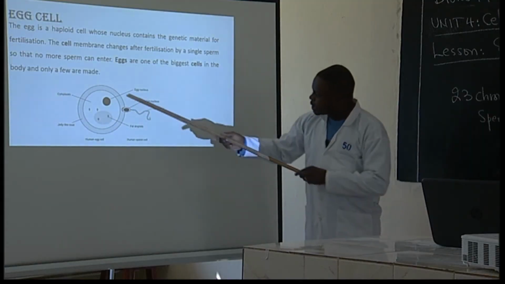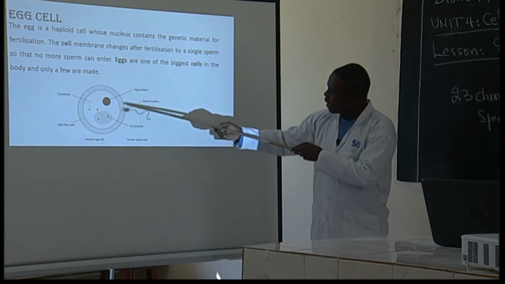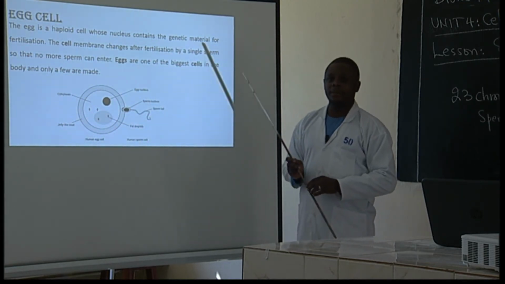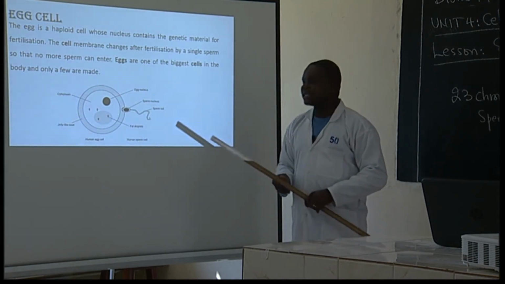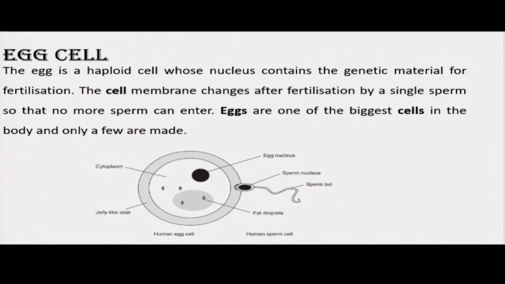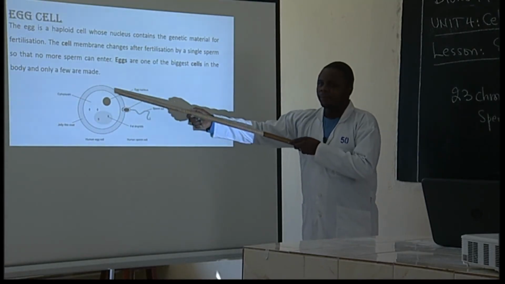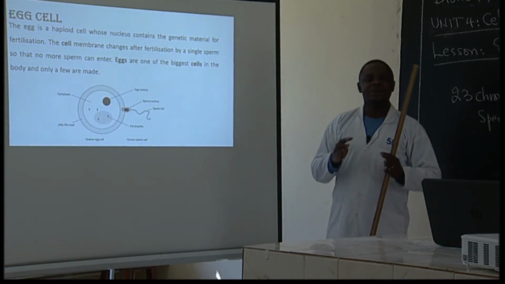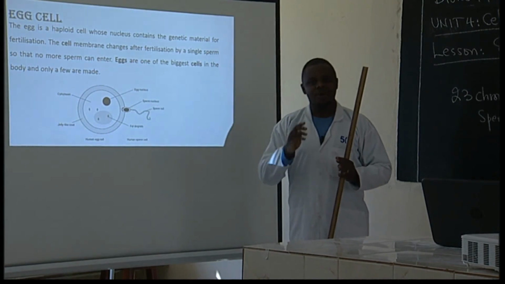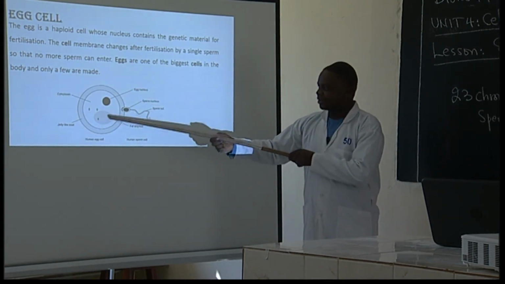Students, when you see the egg cell, it has the membrane here we call zona pellucida. This membrane is very important because it is adapted to perform its function. What does it mean? When one sperm cell enters, this membrane becomes hard and thick so that no other sperm cell can enter into the egg cell.